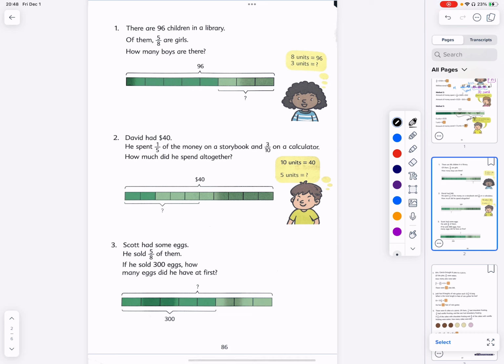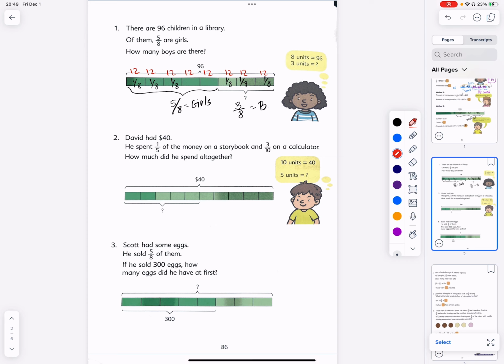Well, we know this is 1/8, 1/8, 1/8. This is also 1/8, 1/8, 1 out of 8. And of course, 5 of those parts, 5/8, are G for girls. Let me write it down. And therefore, the remaining part, which is of course 3/8, are B for boys. Now, if there are 96 people in the library and they're spread among 8 units, therefore, each unit must be 12 children.